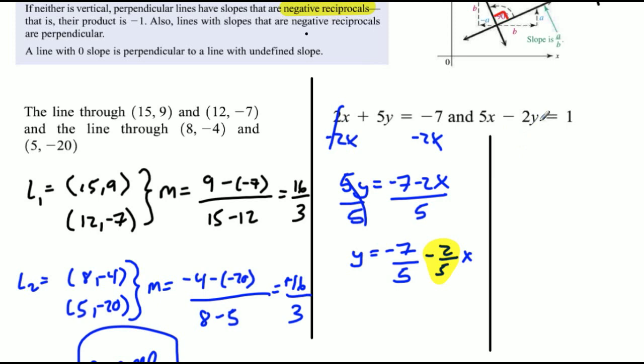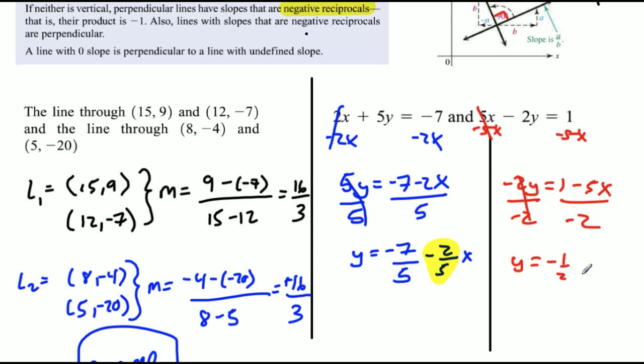Okay, I'm going to solve for y again. So I'm going to subtract 5x from both sides, so I get negative 2y equals 1 minus 5x. Divide both sides by negative 2, and I get y equals negative a half plus 5 over 2x. All right, I'm going to highlight the slope as well.